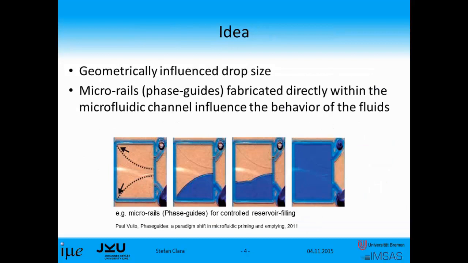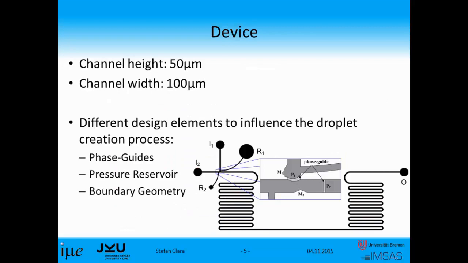So the first idea was to fabricate different geometrical structures directly into the microfluidic channels to influence the behavior of the fluids. Here, for example, we see a PhaseGuide structure which helps to control the filling process of a reservoir. And we wanted to use this technology to stabilize the droplet creation.